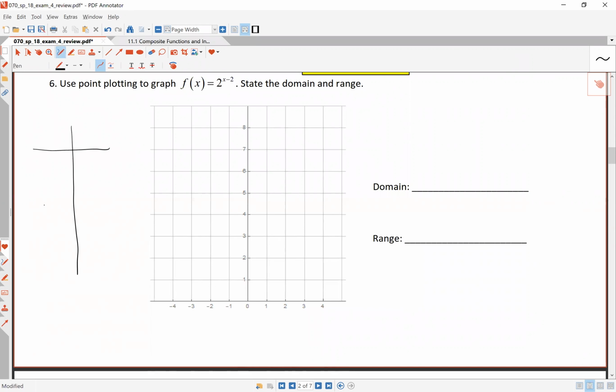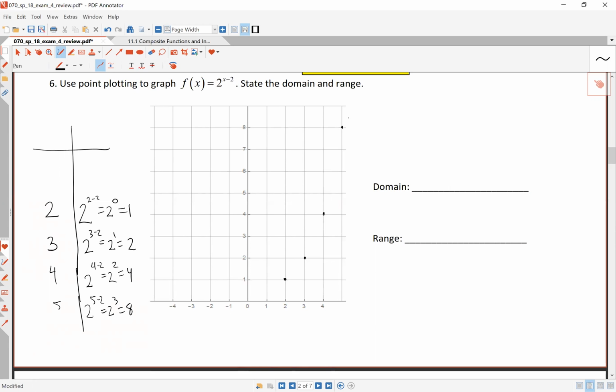First number I start with is 2, because 2 to the 2 minus 2 is 2 to the 0, which is 1. So at 2, we are at 1. And then I do 3. 2 to the 3 minus 2 is 2 to the first, which is 2. So at 3, we're at 2. And then I do 4, and 2 to the 4 minus 2 is 2 to the 2, which is 4. And then 5. 2 to the 5 minus 2 is 2 cubed, or 8.